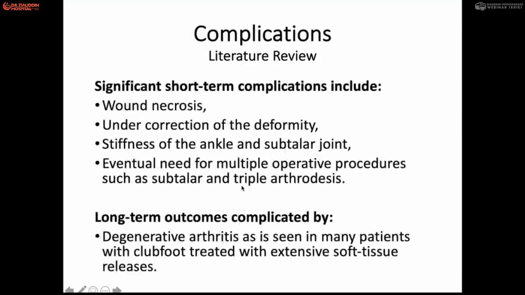Complications: there are complications of wound necrosis, undercorrection of the deformity, stiffness of the ankle and the subtalar joint when you damage the cartilage, and eventual need for multiple operative procedures, such as triple arthrodesis in the recurrence cases, and when the child is reported after 3 to 5 years of age. Long-term outcome complication may be degenerative arthritis when the patient comes at the late stage.